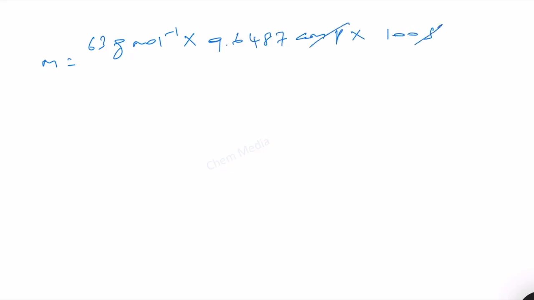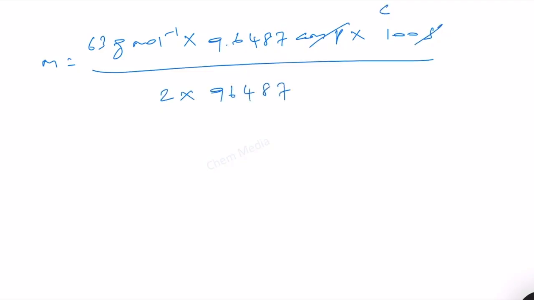Therefore, mass is equal to 63 gram per mole times current 9.6487 ampere, time is 100 seconds, ampere second is coulomb, divided by 2 times 96487 coulomb per mole.